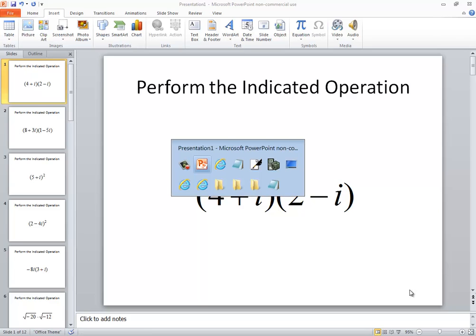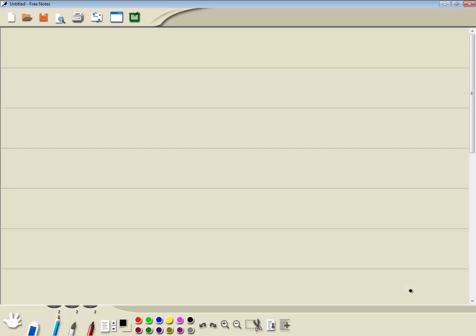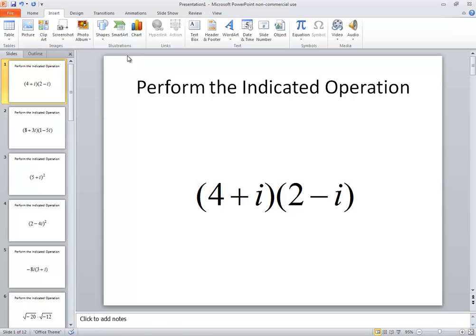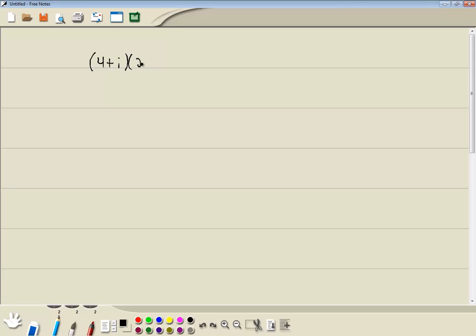Let's take a look at this problem. We got (4 + i)(2 - i). Want to perform the indicated operation. Well, the parentheses next to each other indicates multiplication.